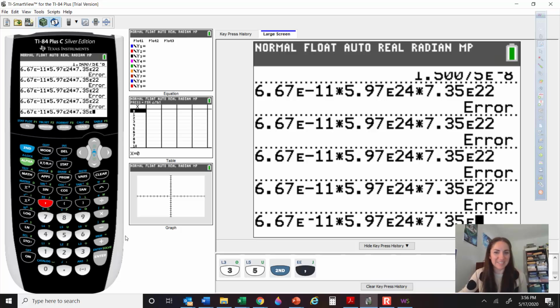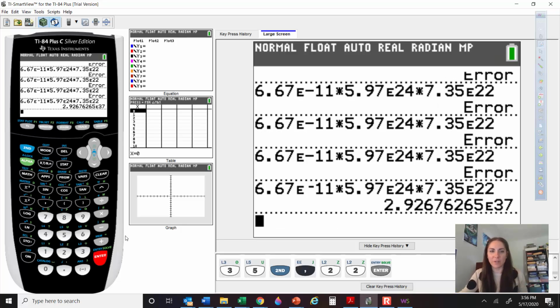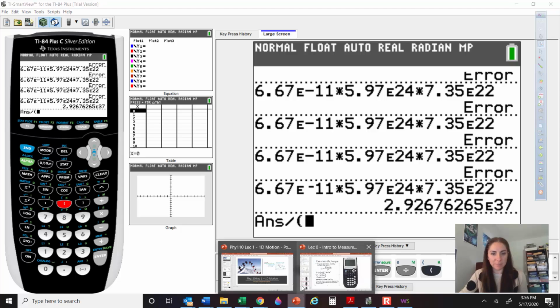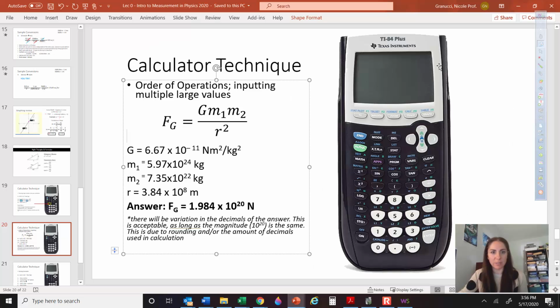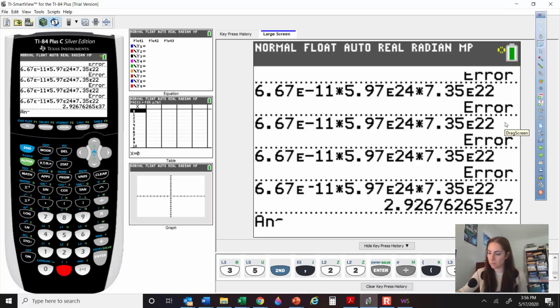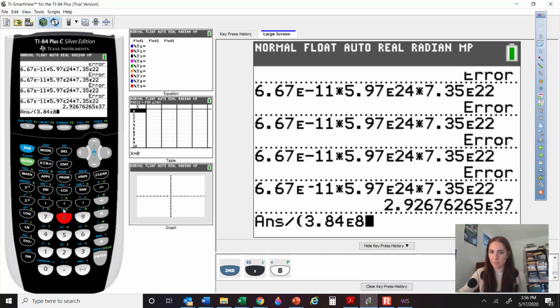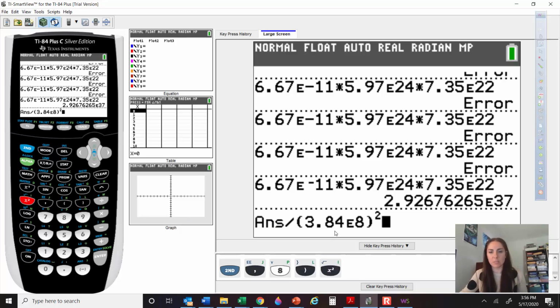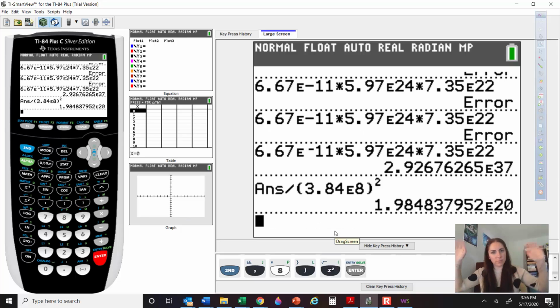Oh my goodness. There we go. Very good. The physics teacher can use the calculator. Okay, so now that I have this, I usually take the answer by doing the division, and then the bottom is the distance, 3.84 to the 8th. But this is squared too, so I'll use the square button in this case. Press enter, and woohoo! We got the right answer.